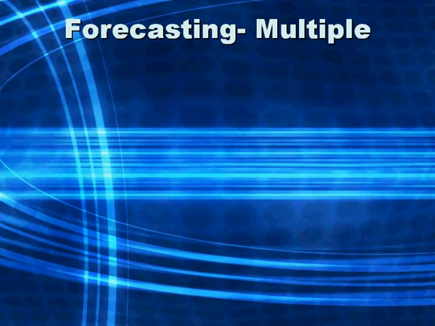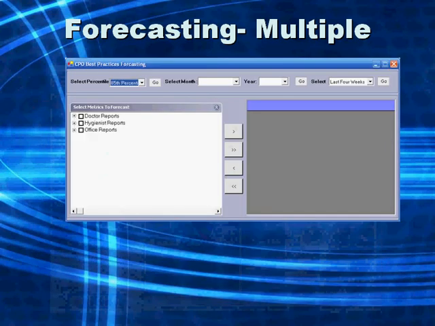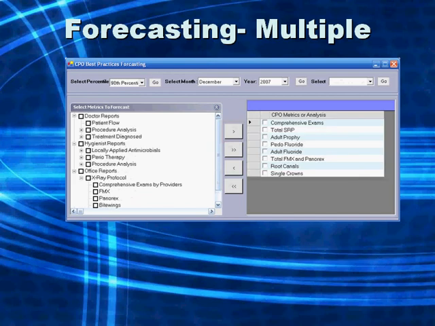Forecasting with multiple items at one time can be done through the Reports menu. Simply select CPO Best Practices Forecasting from the Report menu. The interface that opens up has an index that mirrors the index of the key performance indicators. Select the KPIs to forecast by putting a checkbox for each. Then click the single arrow that points to the right. This will add them to the list to be forecast. When all the desired items have been added and selected, choose the desired percentile for comparison, then click the Go button.